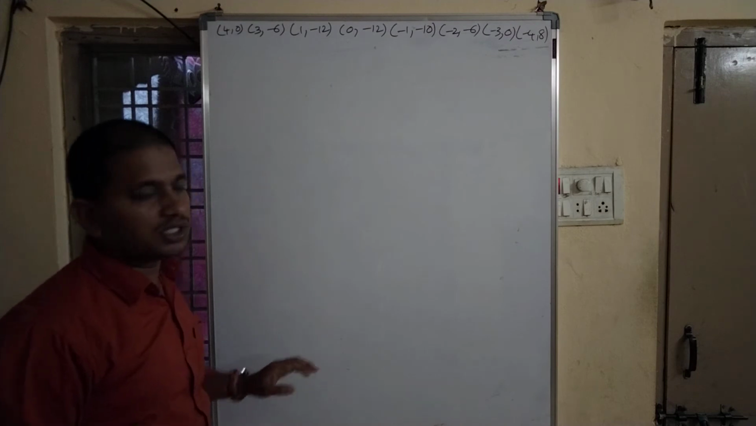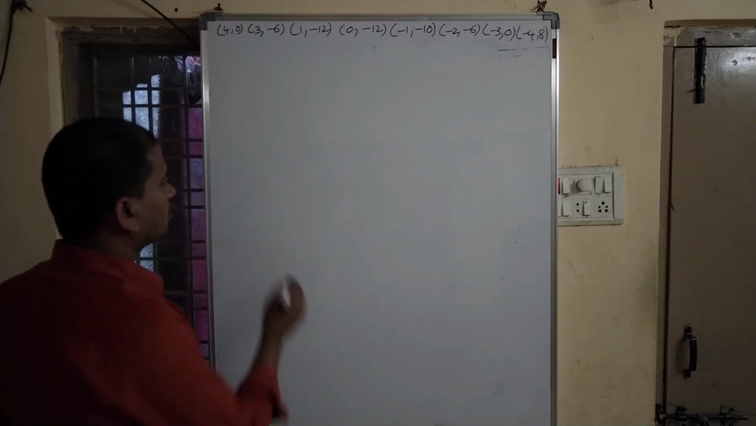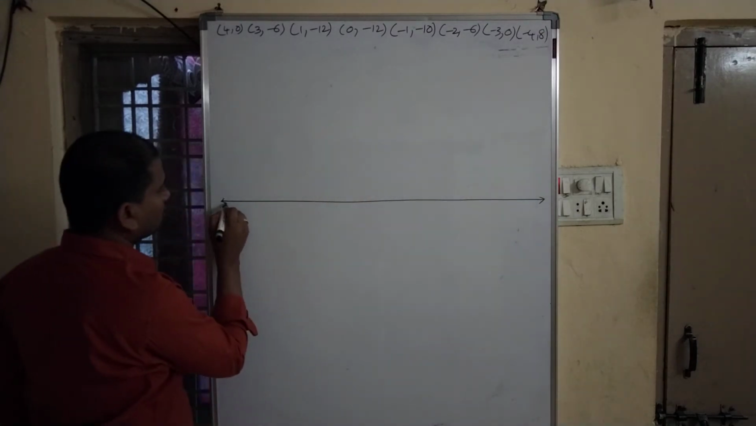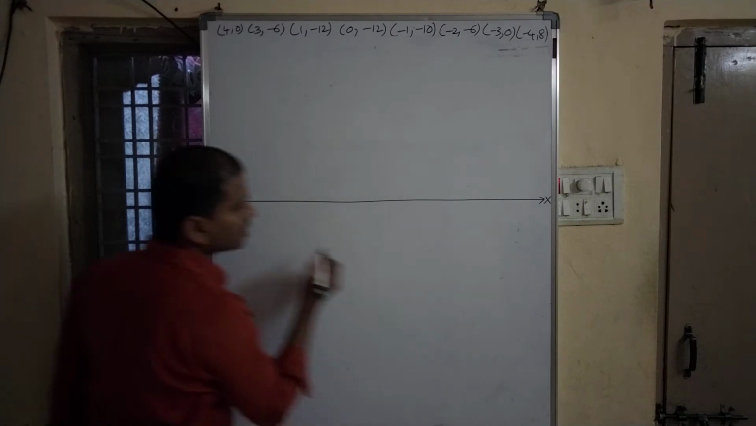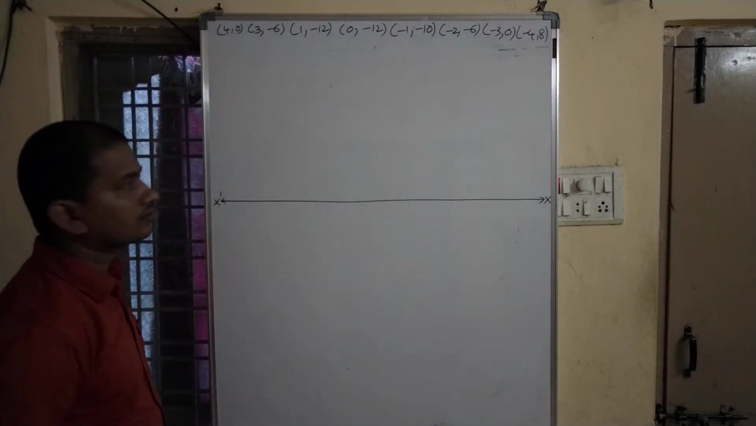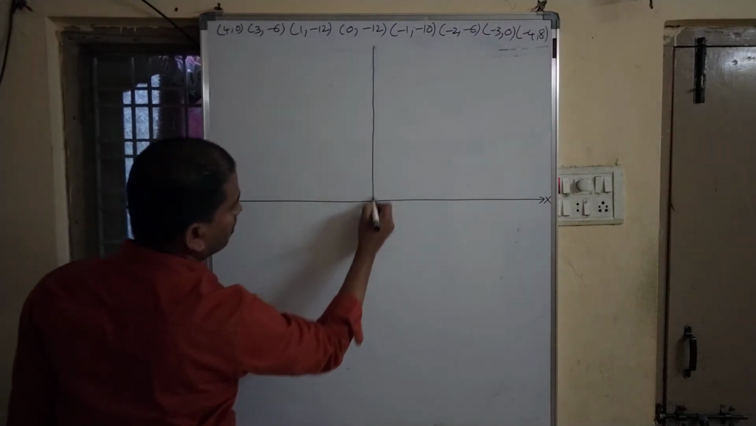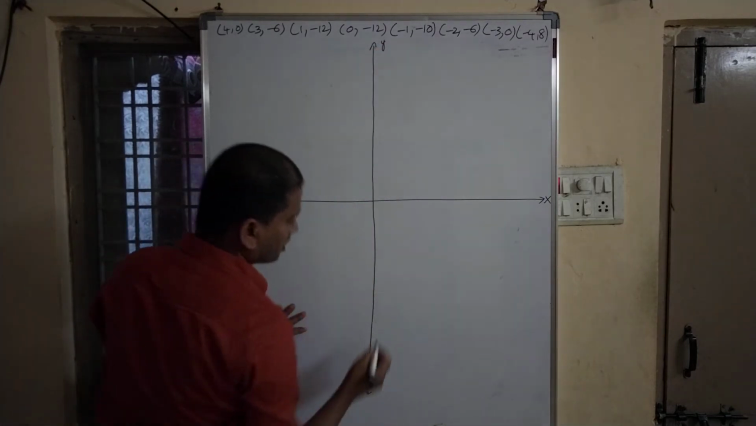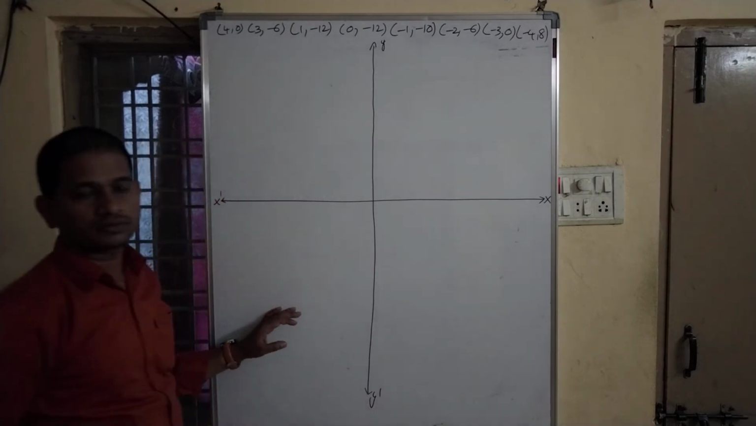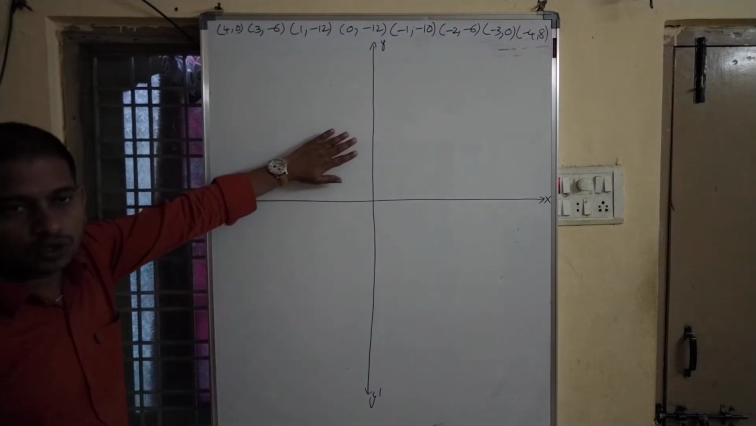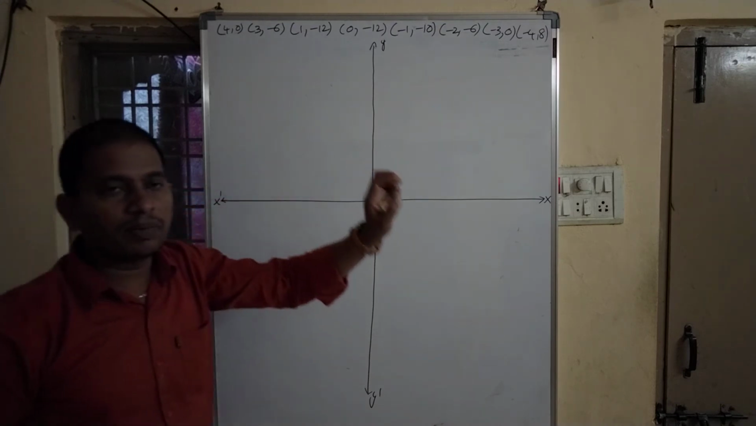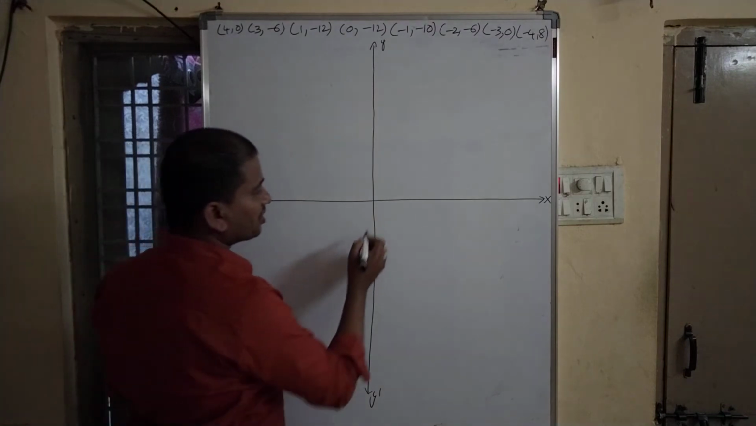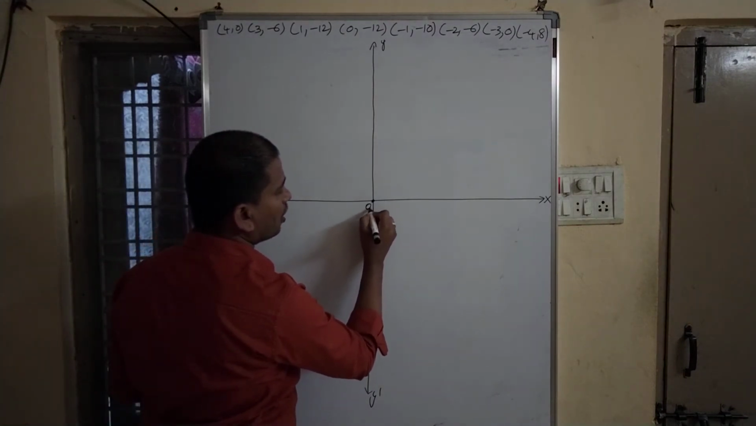According to mathematical terminology, this is our plane and this horizontal line is called the x-axis, x dash, and this vertical line is the y-axis, y dash. Coordinate axes will divide the plane into 4 quadrants. Okay? So the intersection of x-axis and y-axis is called the origin.